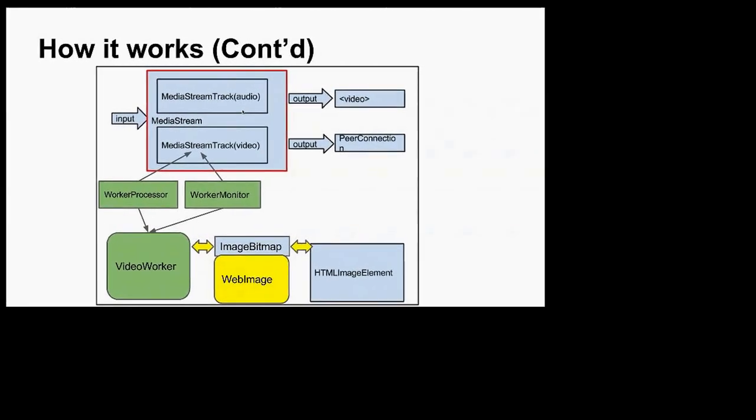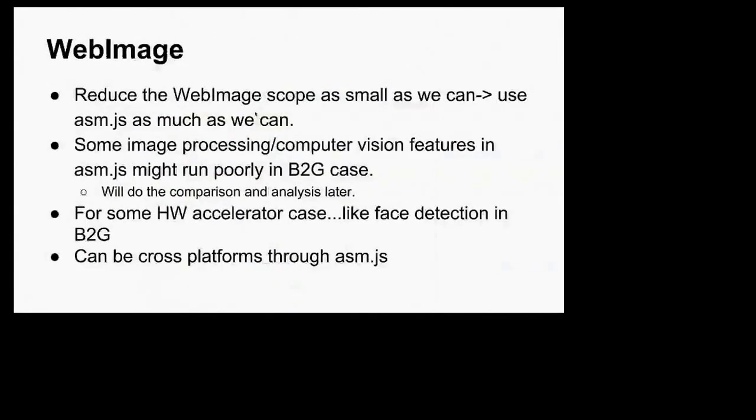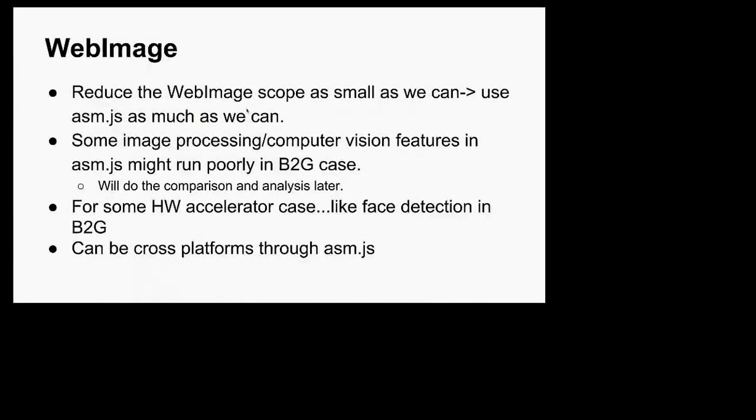So what is web image? It's a built-in library for some performance critical cases and hardware accelerator cases. Also, we will provide some OpenCV asm.js, something like that, because some asm.js versions of computer vision algorithms may run poorly on B2G. Also, in the hardware accelerator case, like face detection in B2G, a lot of chipset vendors provide their own face detector in their camera. In that case, we need web image.